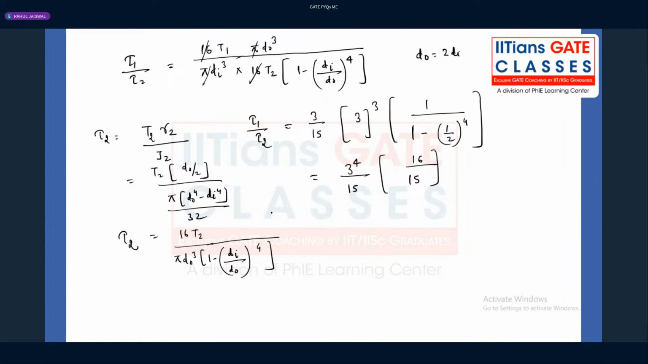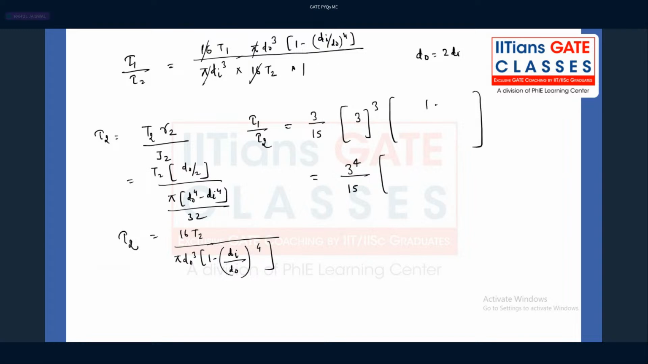Oh, sorry, no, this particular ratio has to be in the numerator, guys. Because it is 16T divided by pi D naught cube, 1 minus Di by D naught to the power 4. So 1 minus 1 upon 2 to the power 4, which is nothing but 15 divided by 16. So this will be cancelling out.